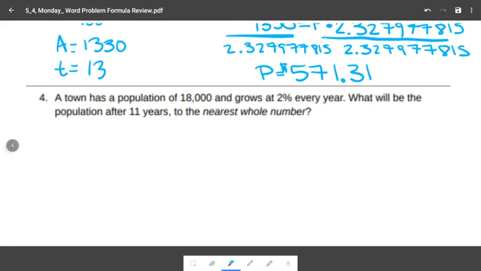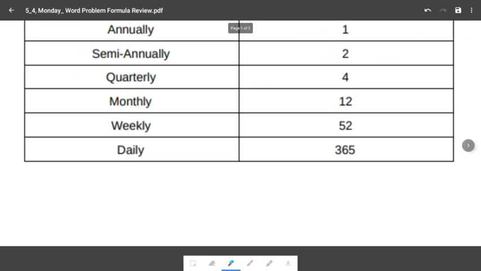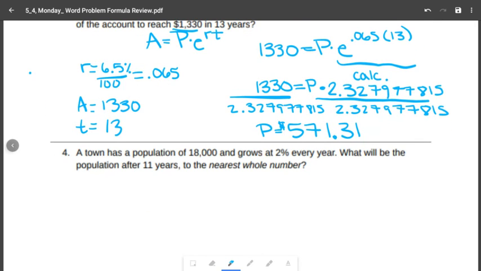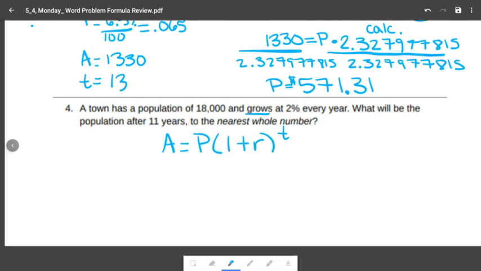So question 4, last one. A town has a population of 18,000 and grows at 2% every year. What will be the population after 11 years to the nearest whole number? So again, going through our checklist, is the word continuously there? Scanning through, I don't see it, so I move on. Is the word compound there? No, it is not, so we move on. It's either growth or decay. This one clearly says that we are growing, so we are using that third formula, A equals P times 1 plus R to the T power.